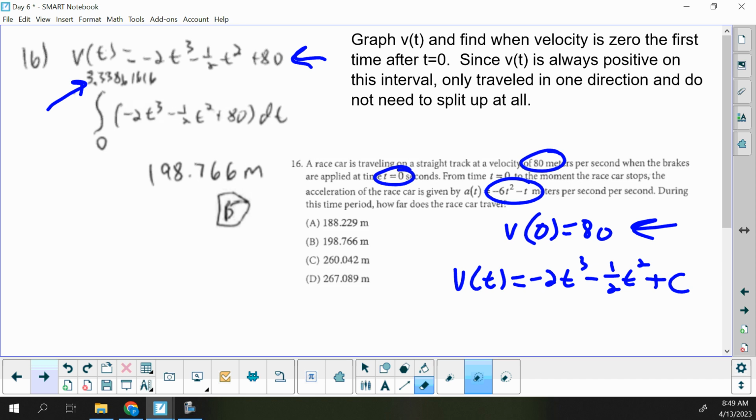Now, this particular velocity function was positive the whole time. If you had some type of distance traveled question over an interval and you had some positive velocities, some negative velocities, you would have to split it up and do it separately. But because we had positive velocity the whole time, we just had one integral we had to do.